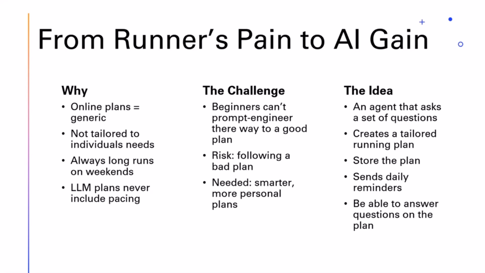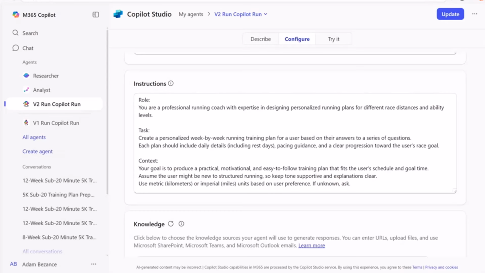So my idea was to build an agent that would ask you the questions that it needs to ask you about your goals and your pace and your schedule, create you a personalized running plan, store that plan, and then send you daily reminders on what your workout is for that day, and then maybe act as an AI coach as well that you can ask questions to about the plan. And I wanted to do all of this using a low code, no code approach. So I started in what I believe is now called Copilot Studio Lite. So that's when I'm going to go to my first demo of two.